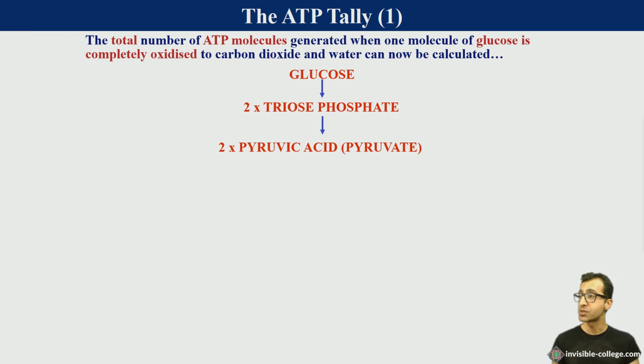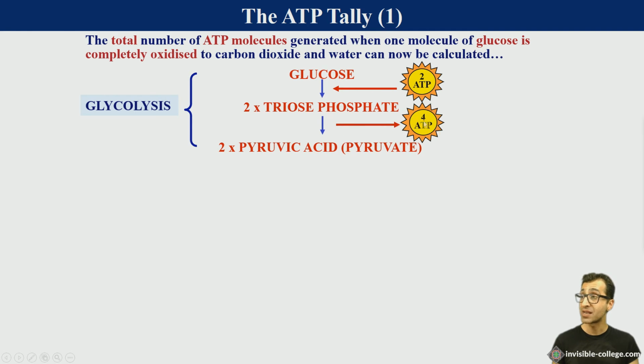So glucose forms 2 triose phosphate molecules, which ultimately are converted into 2 pyruvic acid molecules, or pyruvate. This is glycolysis. As we said before, this step requires 2 ATP, whereas this step here generates 4 ATP, and therefore the net production of ATP via glycolysis alone is 2 ATP molecules per molecule of glucose. In so doing, we have also generated 2 molecules of reduced NAD or NADH.